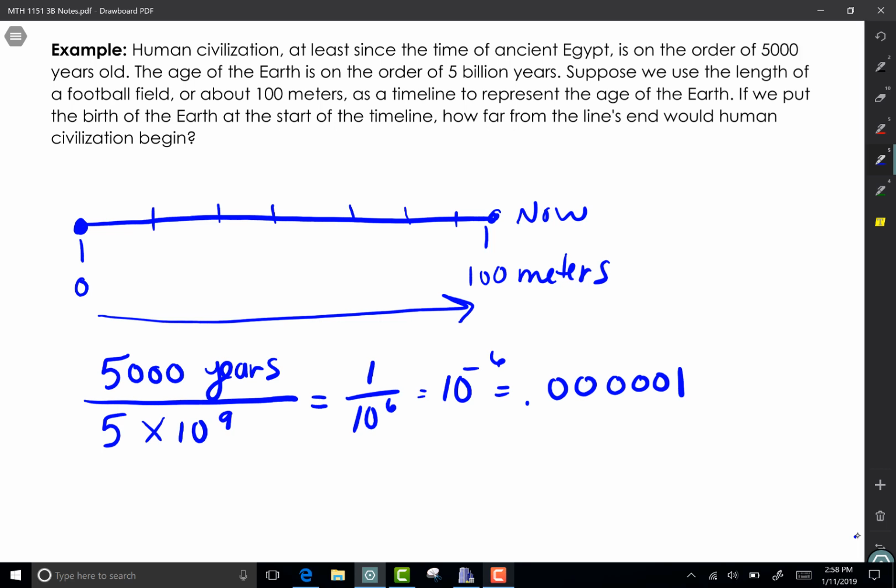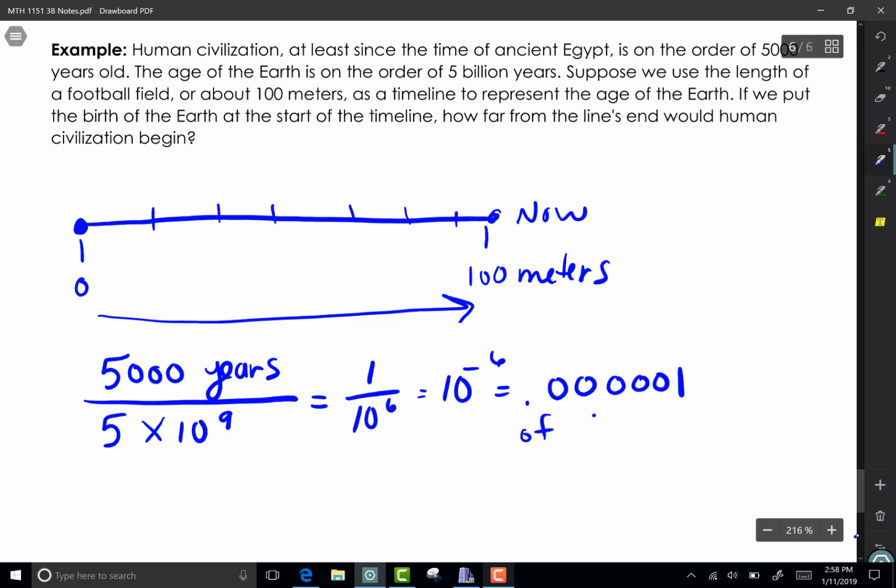Either way, it's a really small number. That would be 1 over 10 to the 6th, or 0.000001 of 100 meters.